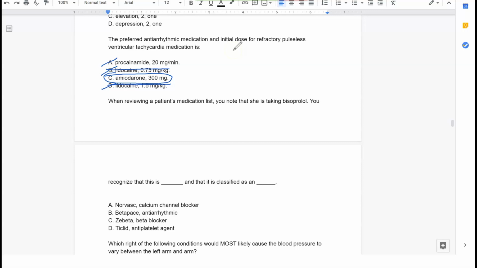When reviewing a patient's medication list, you notice that she's taking bisoprolol. You recognize that this is blank and it's classified as a blank. So, even if you don't know what bisoprolol is, you should know the LOL ending and look for beta blocker. There's your answer.